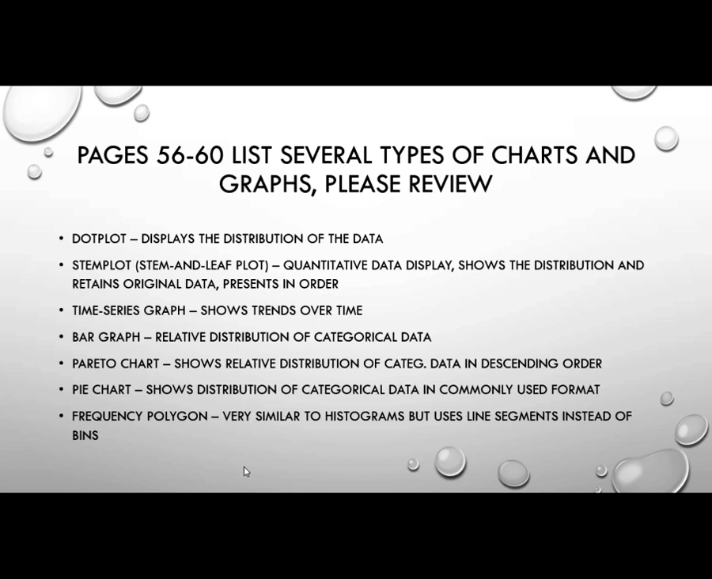Time series graph shows trends over time. Bar graph, relative distribution of categorical data. Pareto chart shows relative distribution of categorical data in descending order. Pie chart shows distribution of categorical data in commonly used format. And then a frequency polygon is very similar to histograms but uses line segments instead of bins.